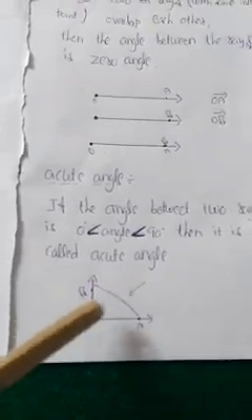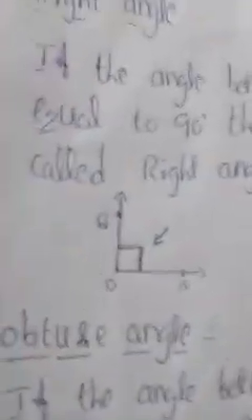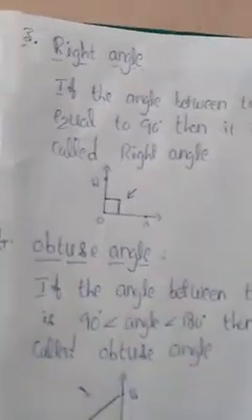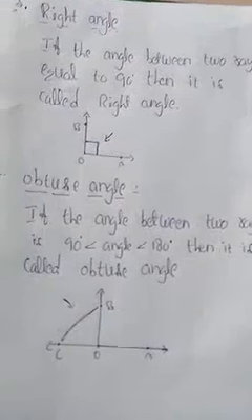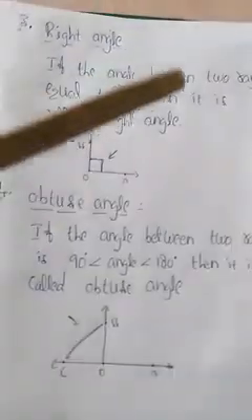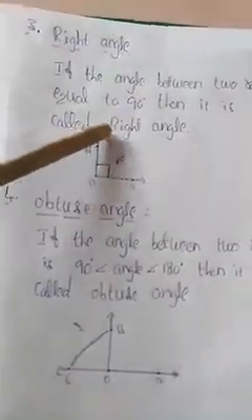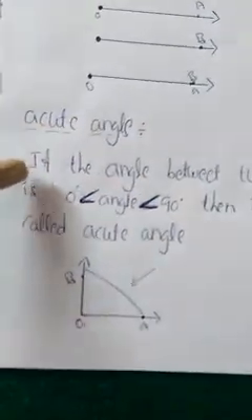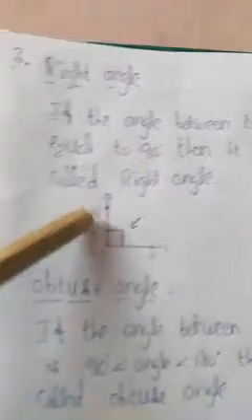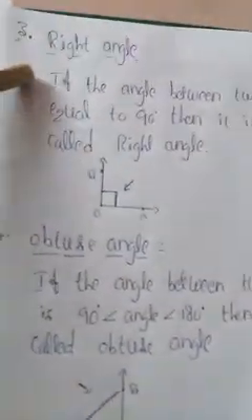Then what do we call it if it is equal to 90 degrees? We will call it a right angle. If the angle between two rays is equal to 90 degrees, then it is called a right angle. If it is in between 0 and 90, acute angle. If it is equal to 90 degrees, then it is a right angle.